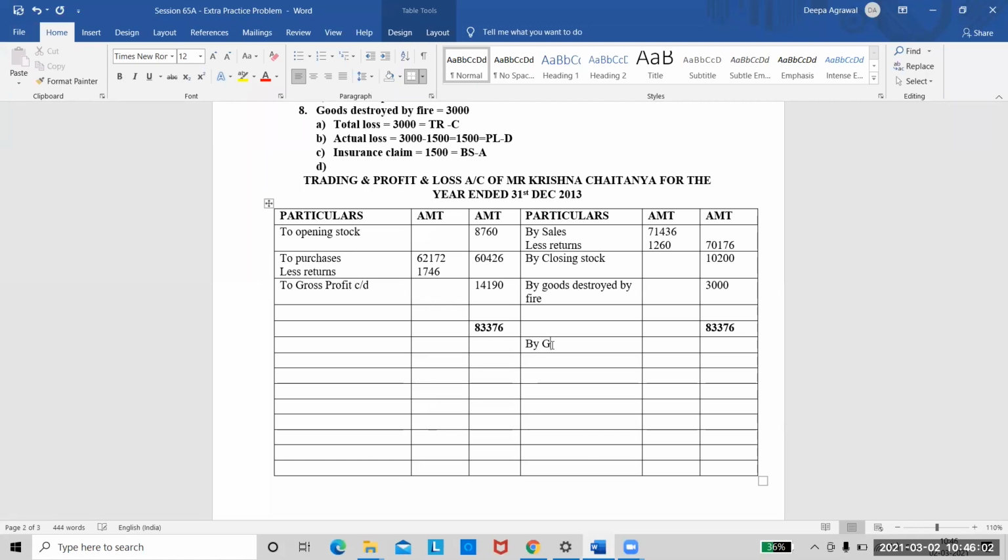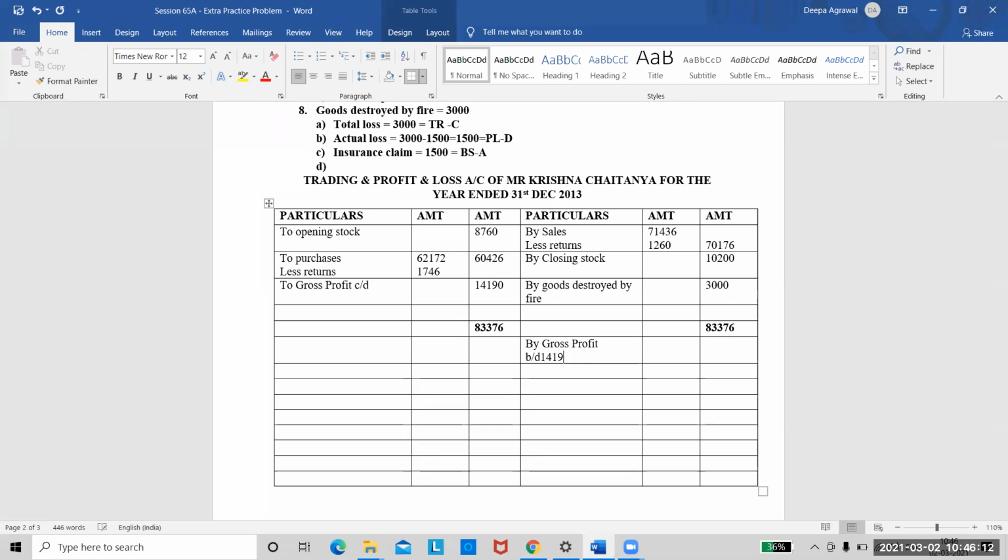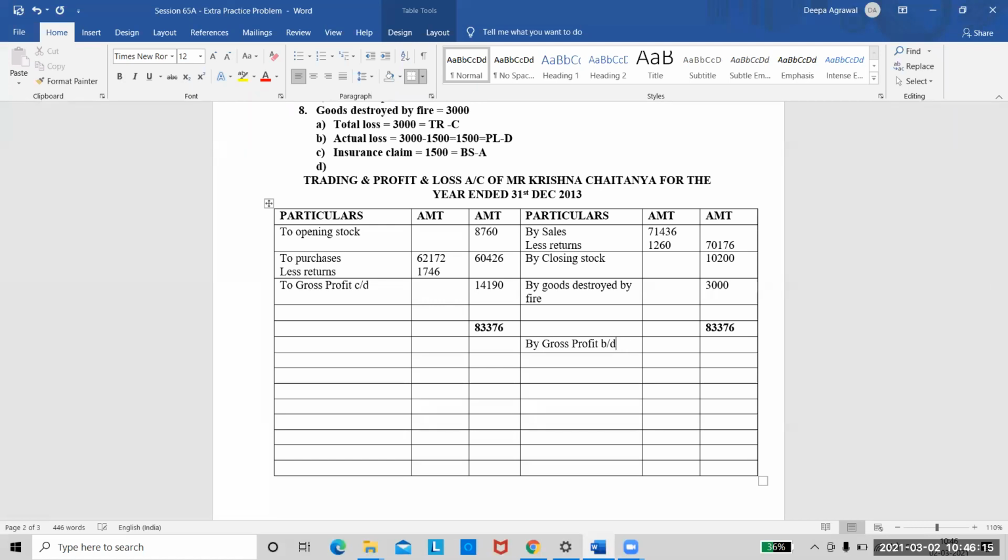Now we start with our P&L account. So first we need to bring down the gross profit. So by gross profit brought down 14,190. Now we need to look at the trial balance and see the entries for P&L account. See the trial balance. What is the first entry? Salaries. Do we have an adjustment for salaries? No adjustment, right? So salaries is how much?